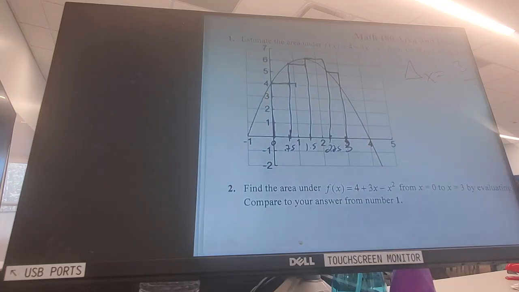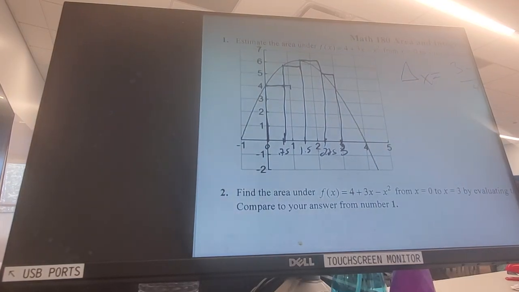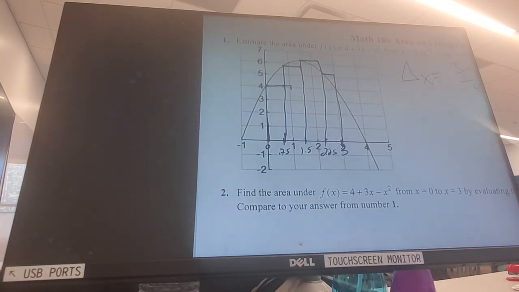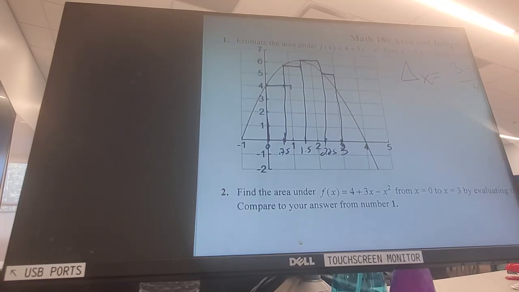Can anyone tell me why it doesn't matter on this problem if I use right or left endpoints? If I was just doing number 1, that's the only thing I care about. Why does it not matter if you use left or right? What I mean is, why would the left and right endpoint give you the same answer? Ah, there it is. Because it's symmetric.